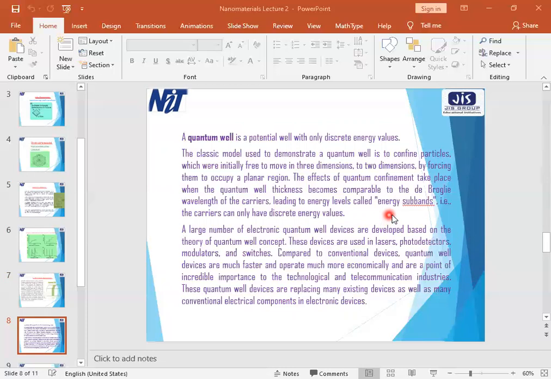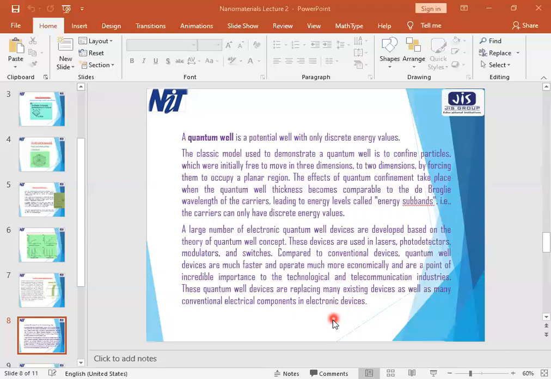Okay, so the number of electrons can be controlled, and electron movement can be controlled, and because of that their behavior can be controlled. The classic model used to demonstrate a quantum well is to confine particles which were initially free to move in 3 dimensions. Particles were already free to move in 3 directions in any bulk body. But what are you doing? You are confining its movement to only 2 directions. In the 3rd direction, it cannot move.